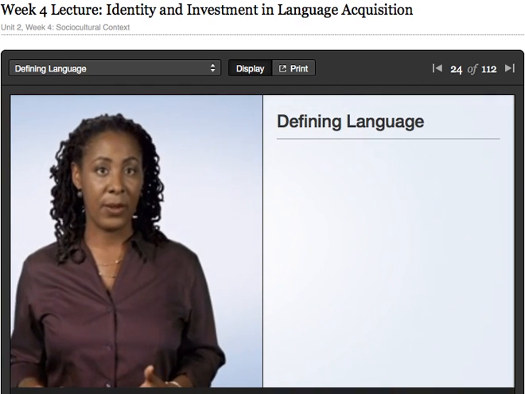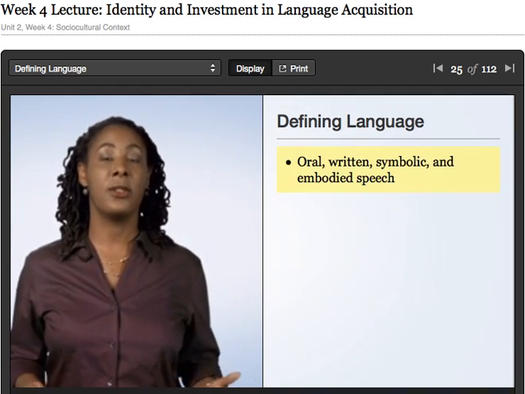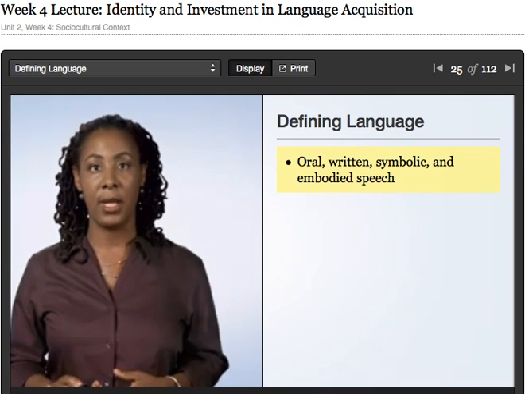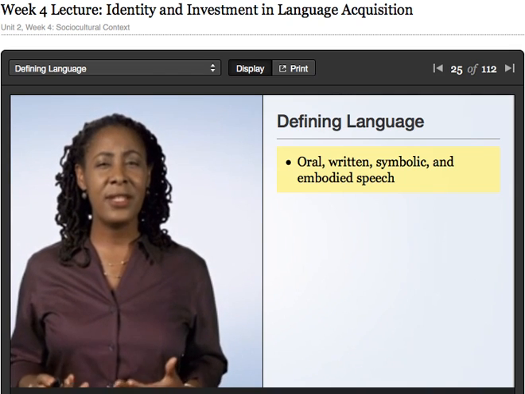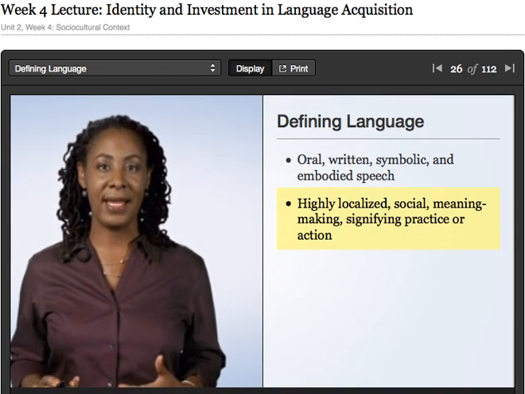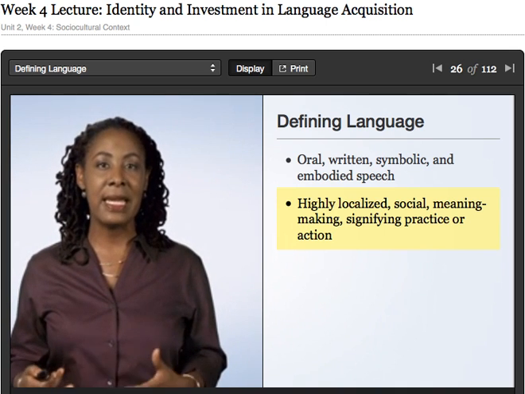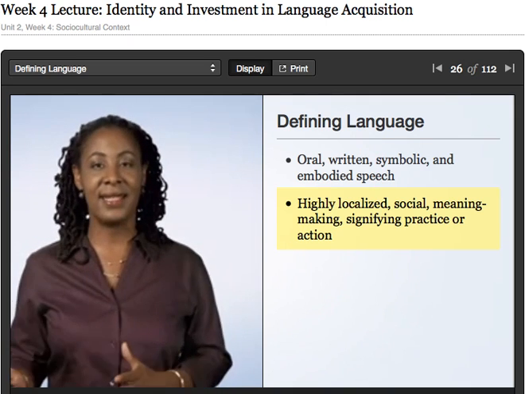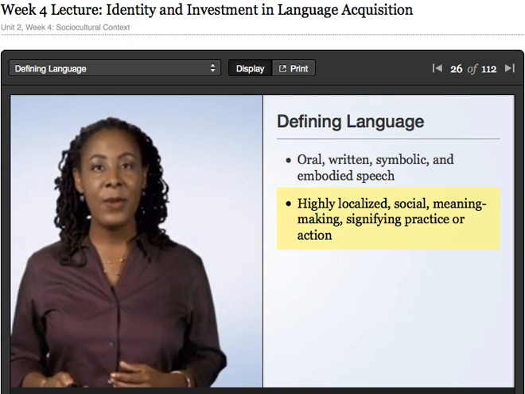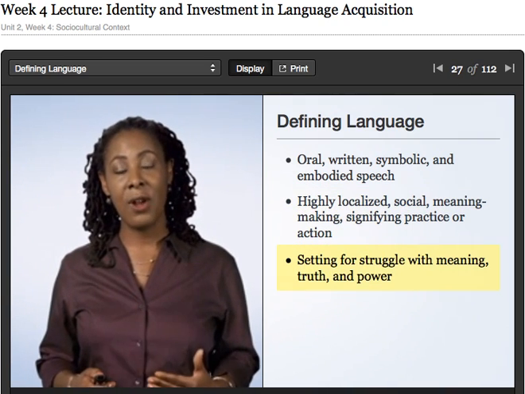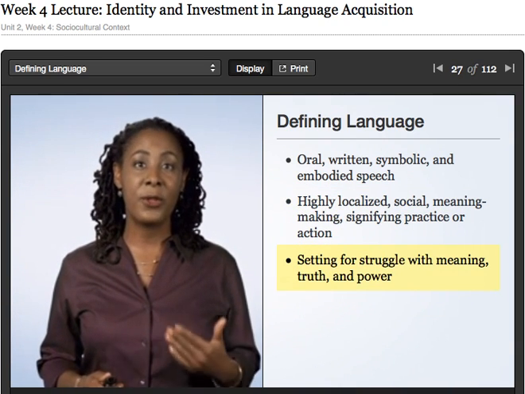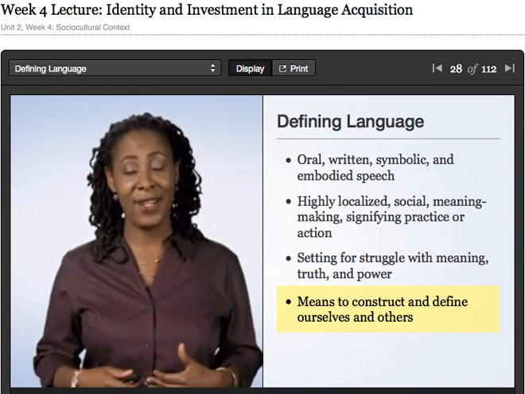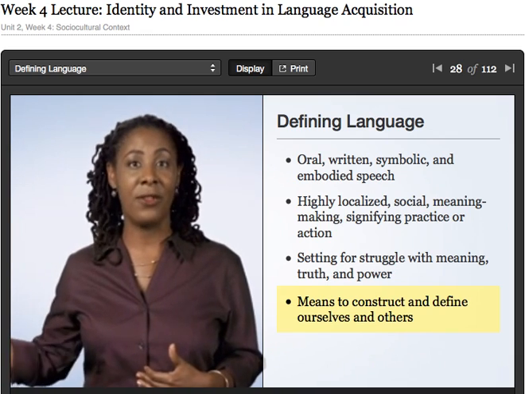First of all, what is language? We understand language as oral, written, symbolic, and embodied speech. That's how we typically see language. But in addition to that, language is also a highly localized, social, meaning-making, signifying practice or action. It's not just the sign signifier system. Language, additionally, is where we struggle for meaning, where we struggle for truth and power. Language is where we construct ourselves, define ourselves, and define who others are.